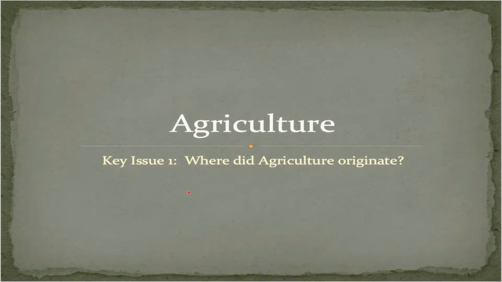So, agriculture in human geography. It lets us know the connection between present and past geographical patterns in agriculture practices, and we can start by looking at key issue number one, and that is, where did agriculture originate?